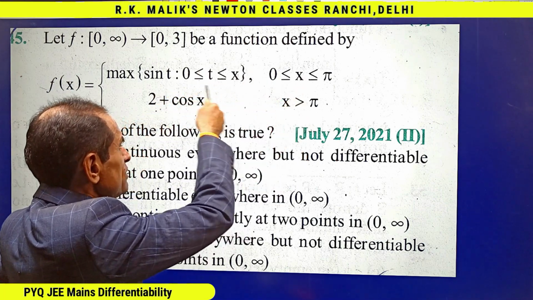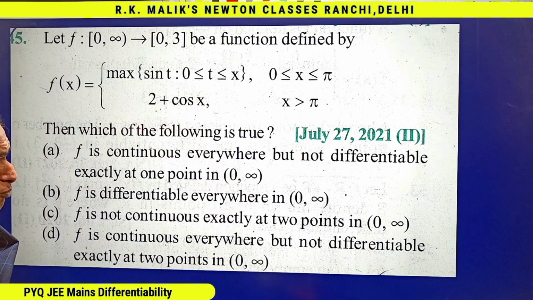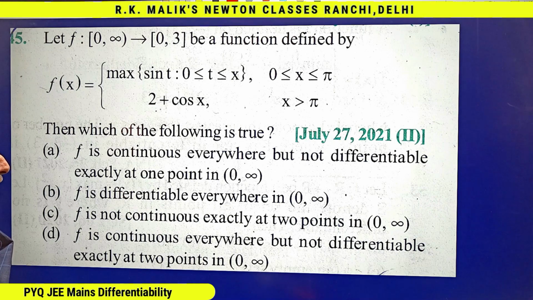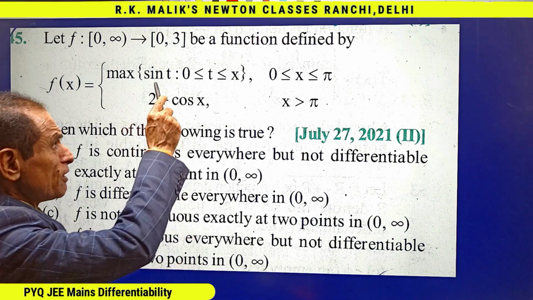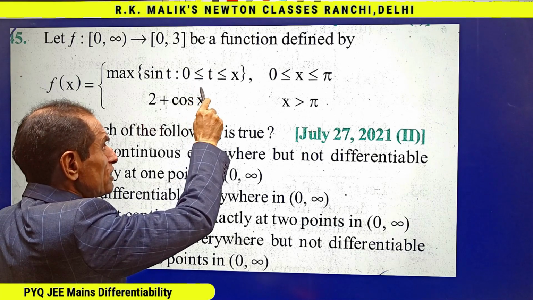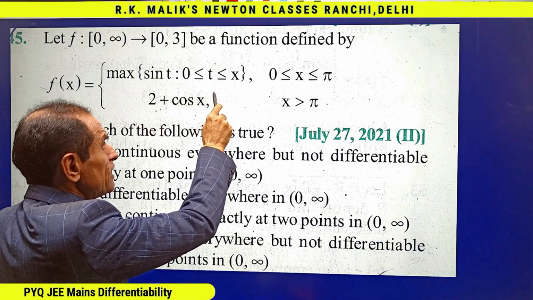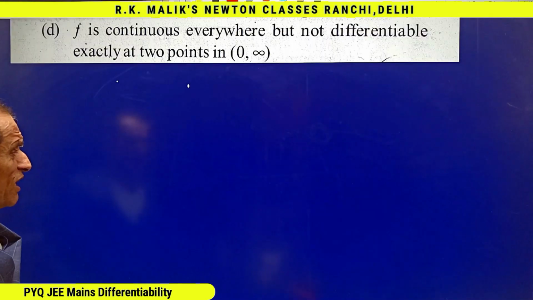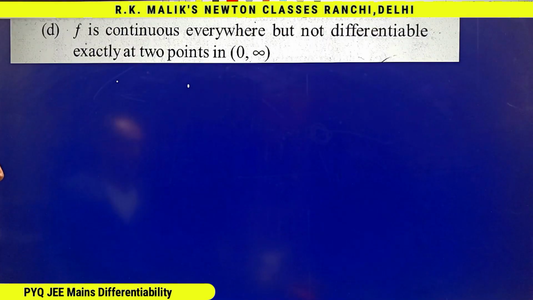And after pi, it is very simple. It is always 2 plus cos x. To redefine this function, I will have to draw the graph of sin t, and because the maximum value of t which I can take is pi, and that will be when x is equal to pi, hence I draw the graph of sin t where t varies from 0 to pi.